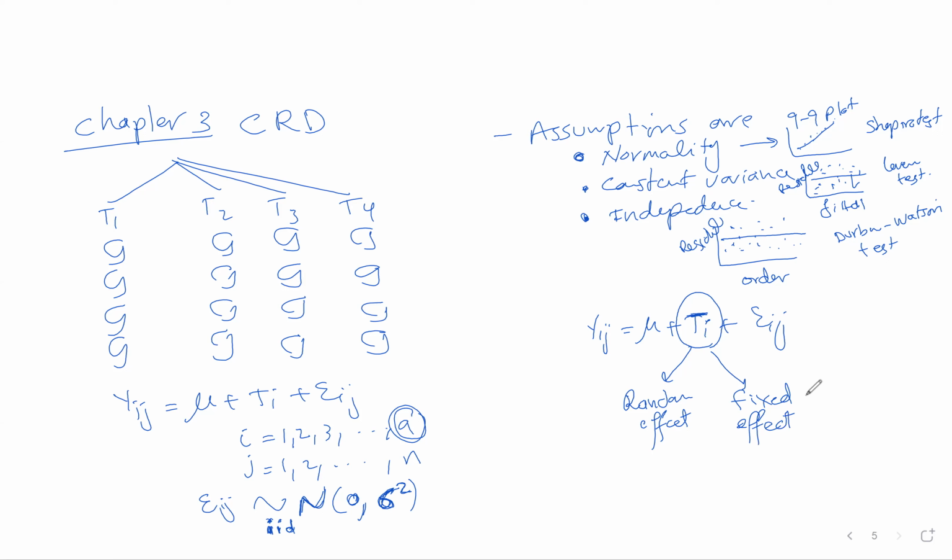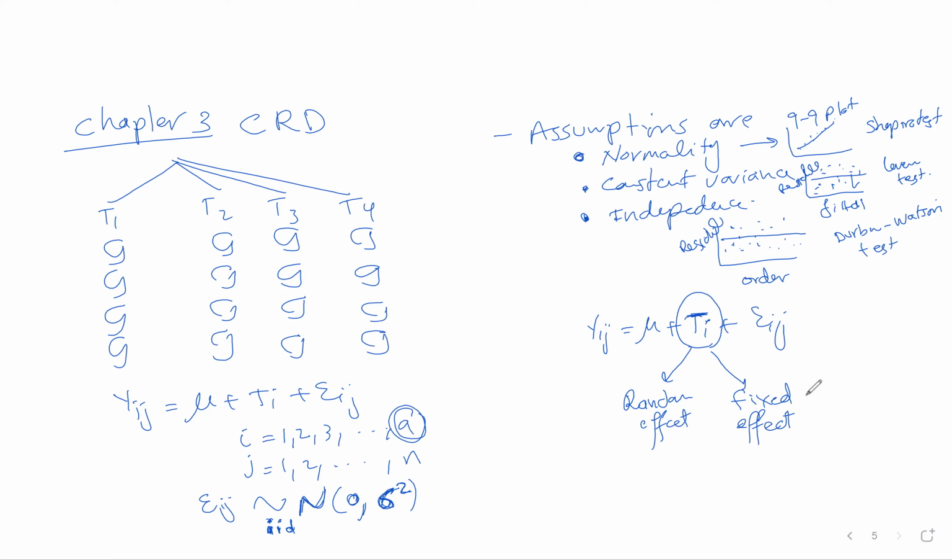Whether you work with a random effect or a fixed effect for the treatment factor, the ANOVA table is the same. The way you calculate the numbers in the ANOVA table is the same. But what is the difference? The difference is the meaning of these numbers, and what the p-values are used to test.